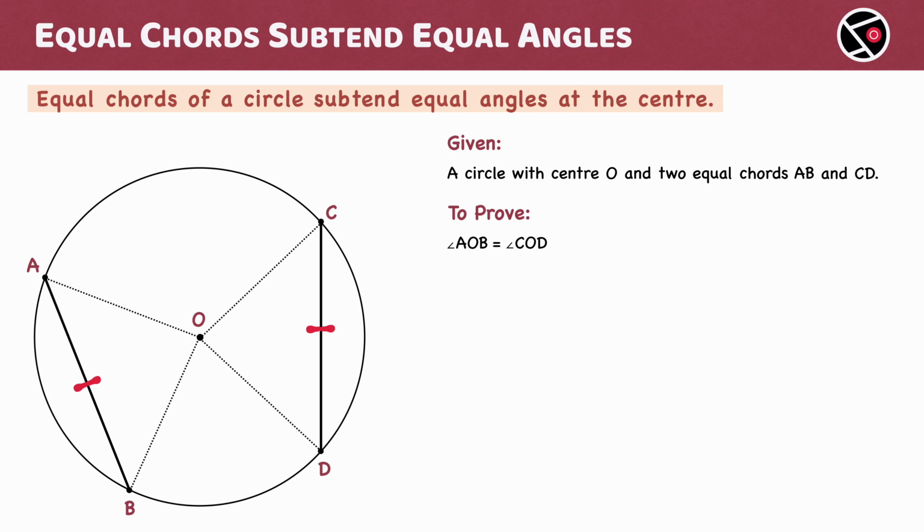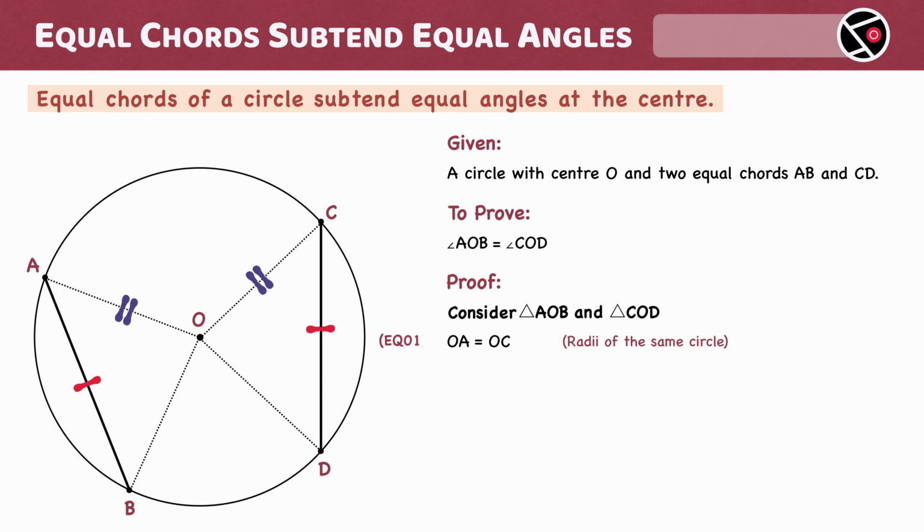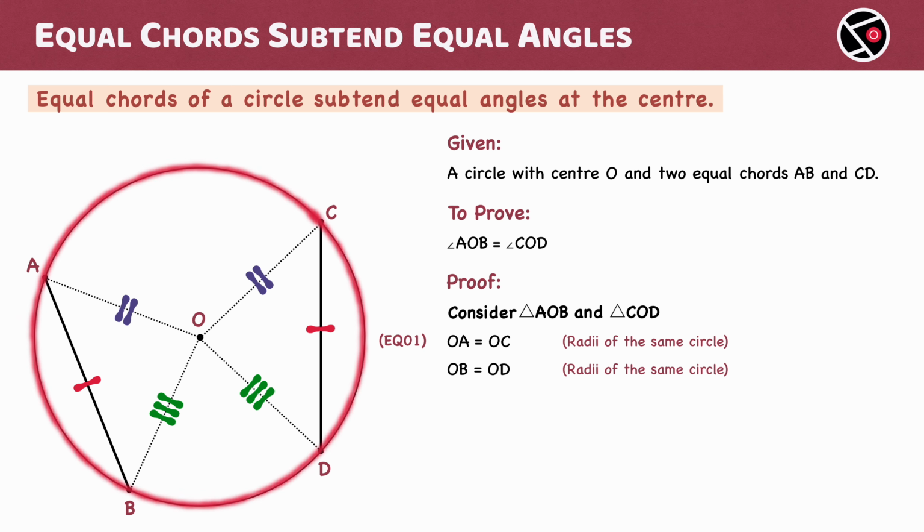Now let's move to the proof. Focus on triangles AOB and COD. OA equals OC. Why? Both are radii of the same circle. Similarly, OB equals OD. Again, OB and OD are radii of the same circle.